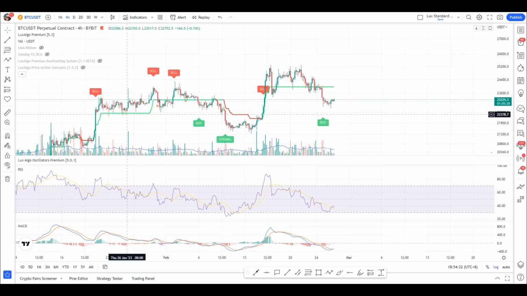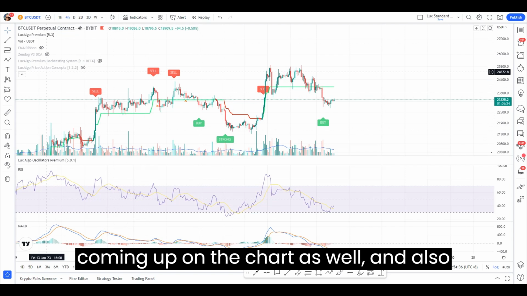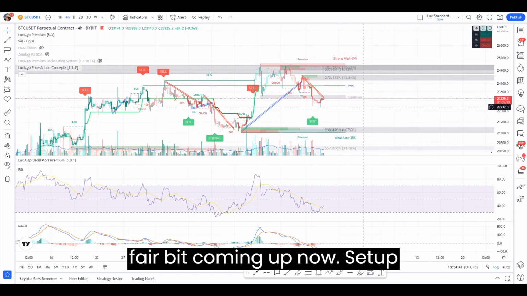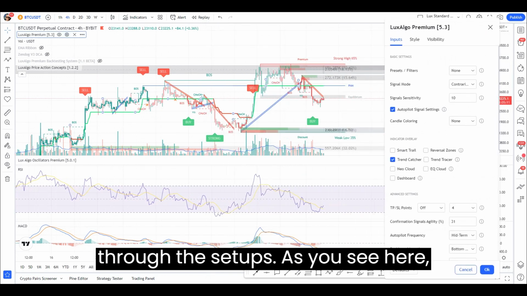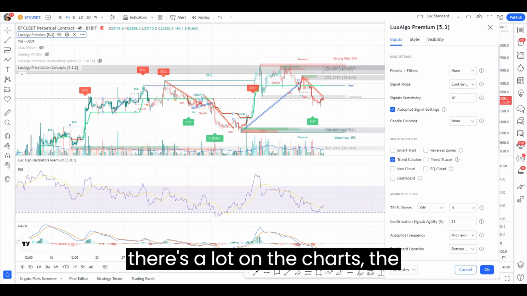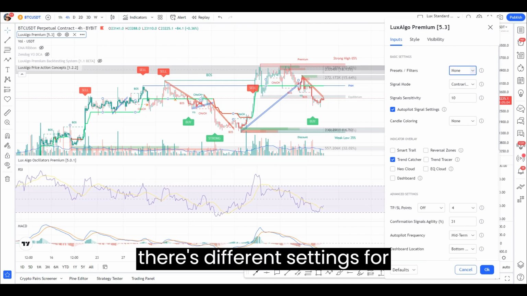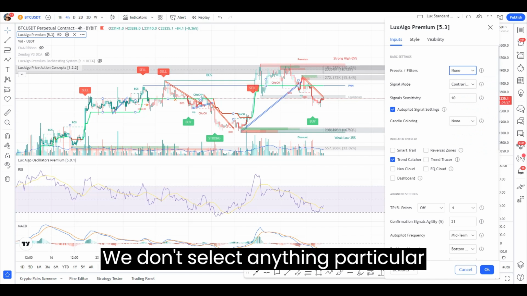Premium indicator, as you see straight away, the coloration, there are signals coming up on the chart as well. And also the price action concept, which has a fair bit coming up. Now, from a setup point, here's what I would recommend using. We'll go quickly through the setups. As you see here, there's a lot on the charts. The premium indicator, basic settings. There are different settings for specialty trading styles. We don't select anything particular.